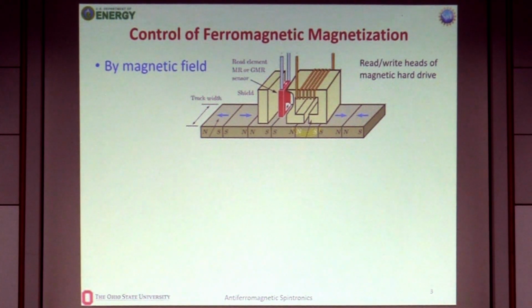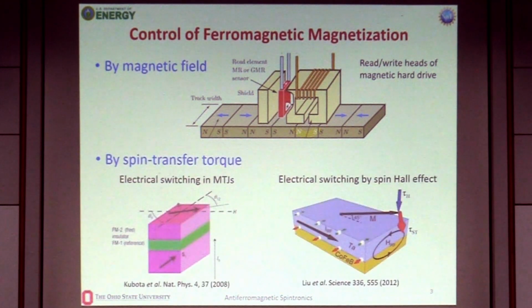So the ferromagnets are relatively easy to control. They respond to external magnetic field, such as the magnetic hard drive, but also they respond to spin torque. That's the whole field of the spin transfer torque, starting from the magnetic tunnel junction, and later on in these bilayers that involve either a heavy metal or topological insulator. You can pass a current, and so the accumulated spin will manipulate the ferromagnetic magnetization.